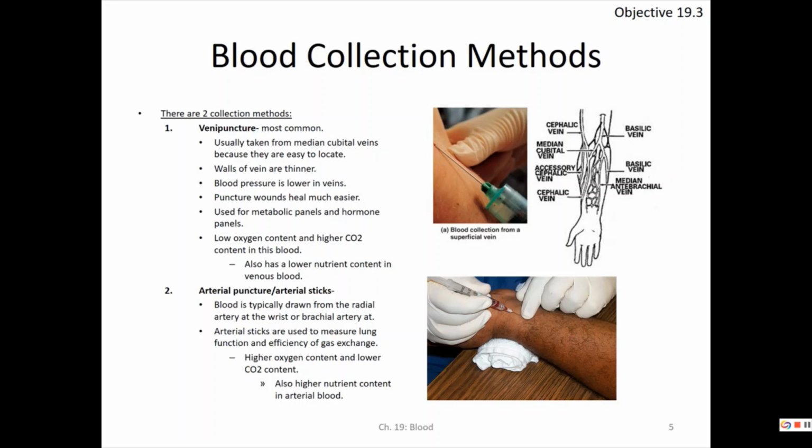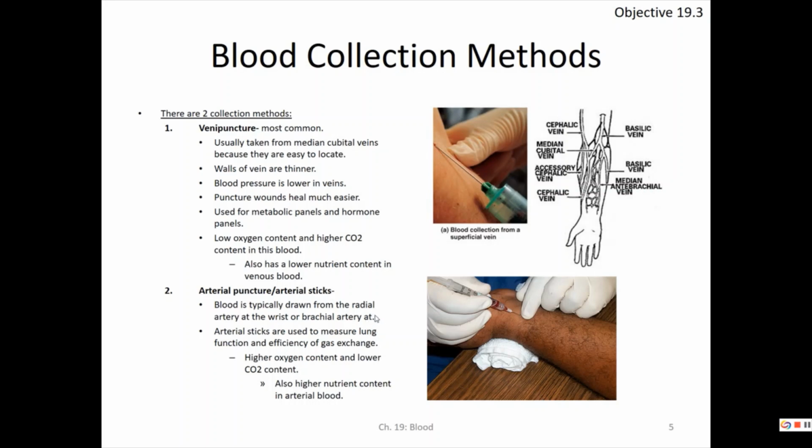Now, next is arterial puncture and arterial stick. What arterial puncture, arterial stick is, is sticking an artery. So usually we go to the radial artery, which is going to be on the side of the radius, the more lateral artery of the forearm. We might go to the brachial artery at the elbow. That should say brachial artery at elbow there.